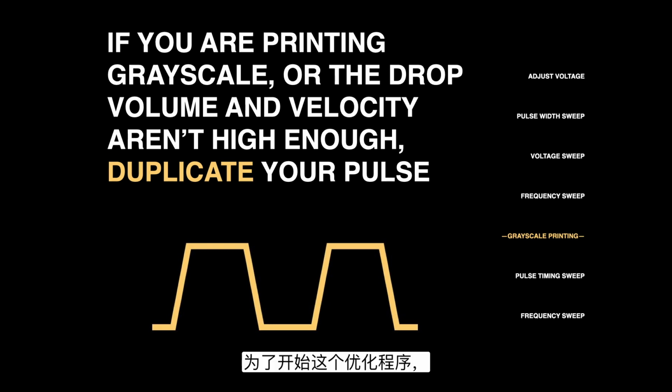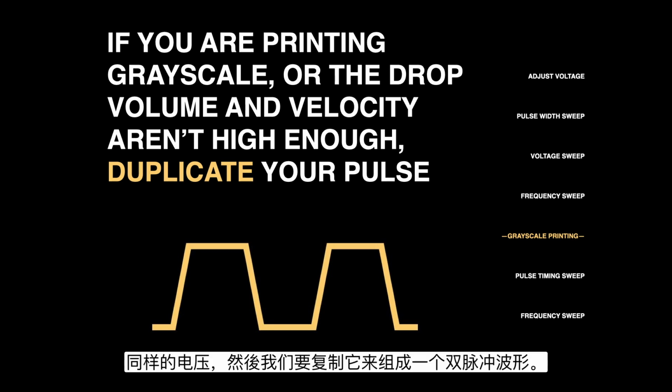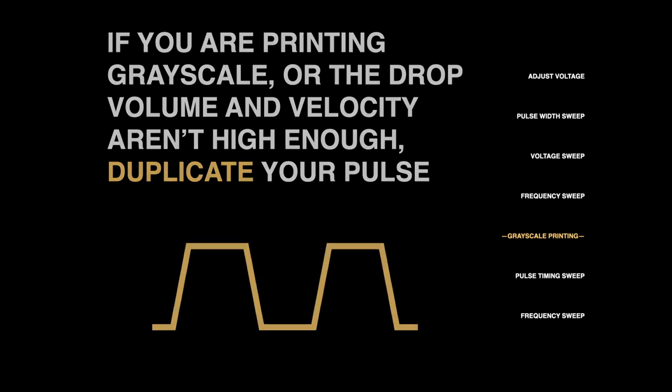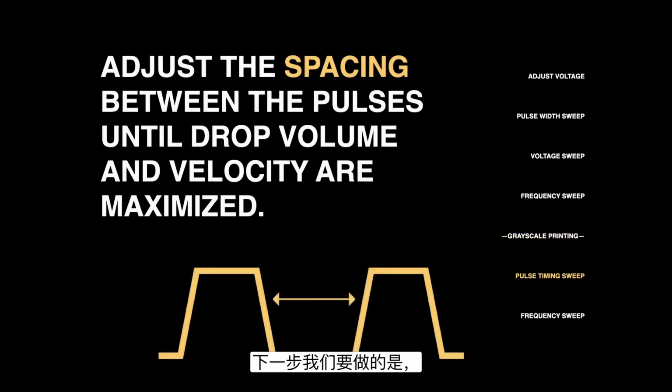To start the optimization process for that, we're going to duplicate the optimized pulse that we just created. So we're going to take the same pulse width, the same voltage, and we're going to duplicate it to make a 2-pulse waveform. The step that we're going to do here is adjust the spacing between these 2 pulses to figure out what is the ideal spacing until the drop volume and velocity of the resulting drop is maximized.